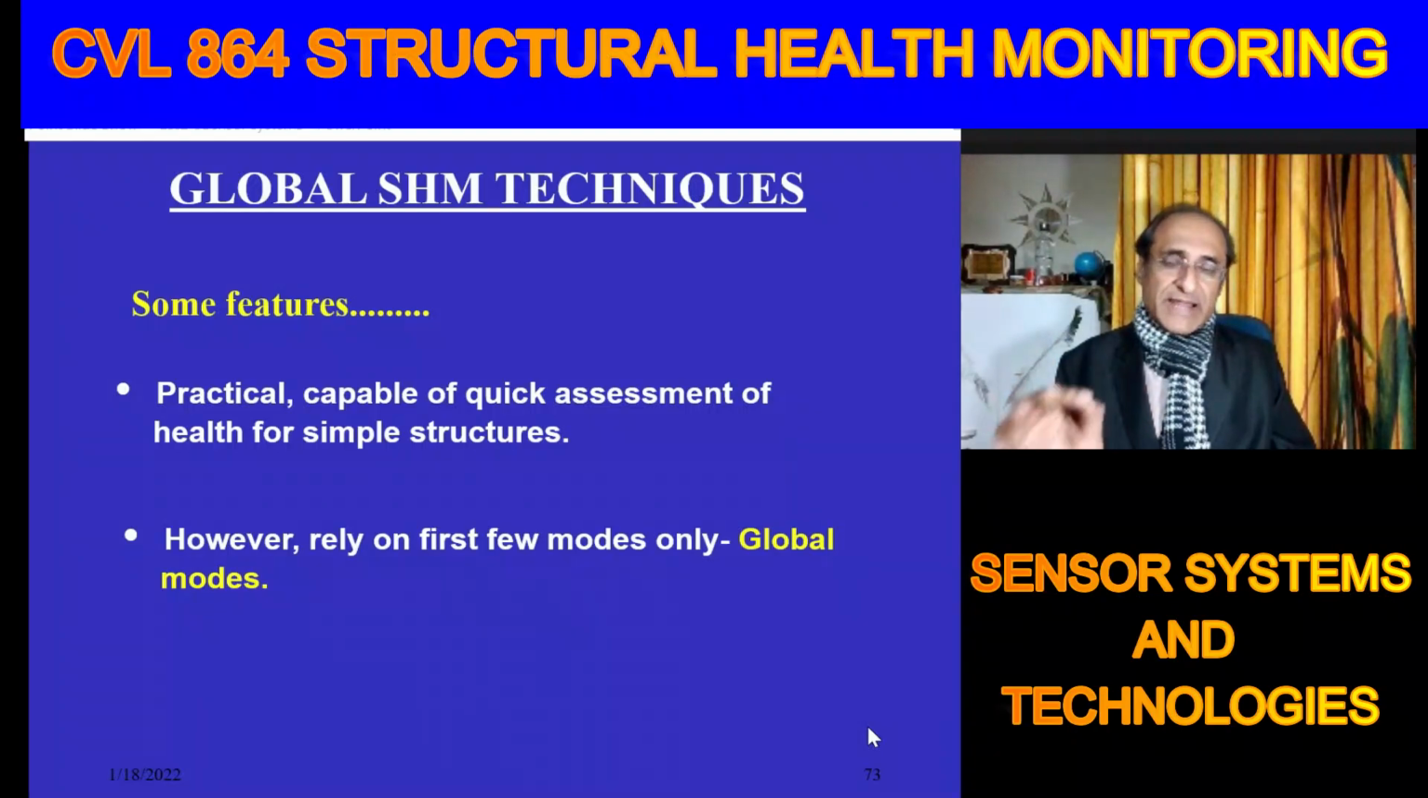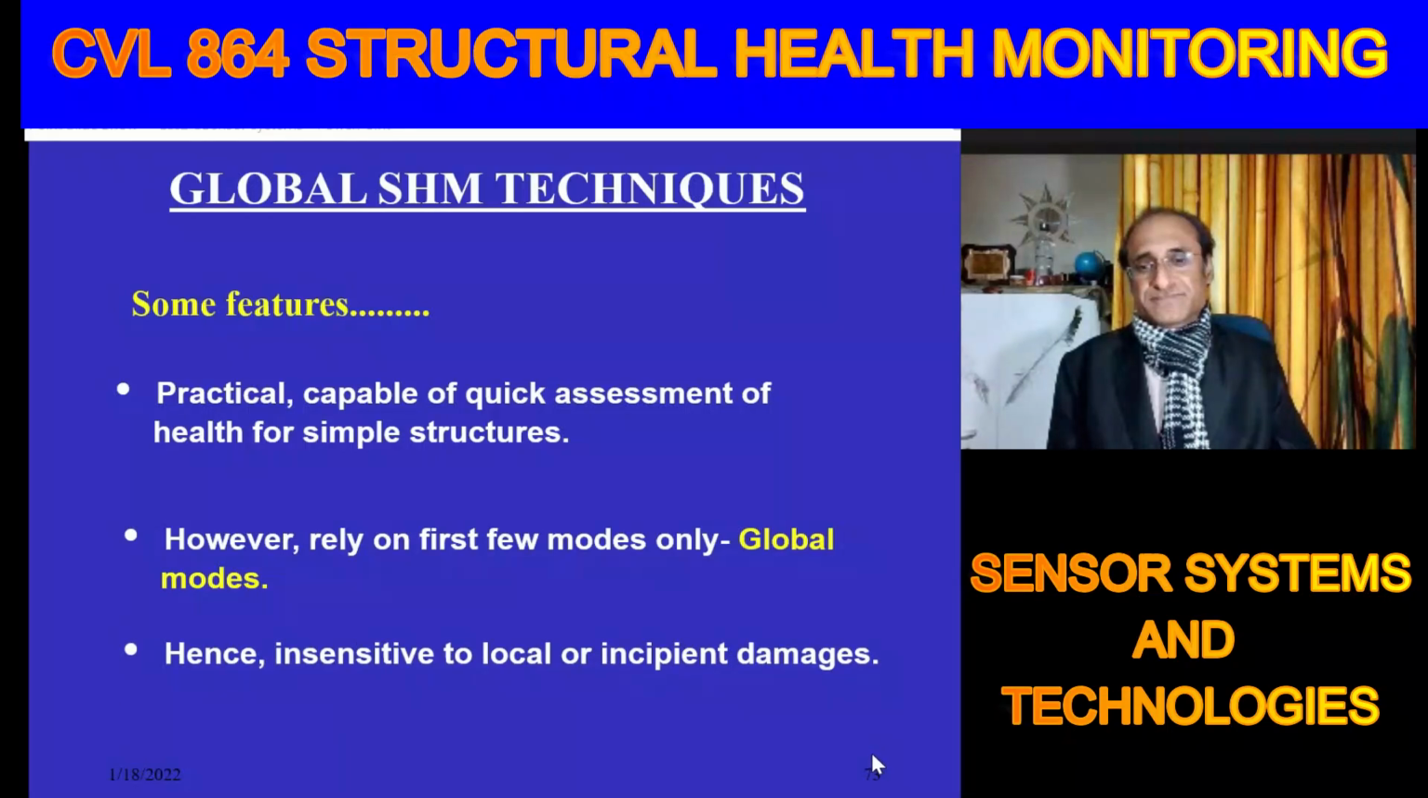So they can detect global level damage, or damage that is large enough, but they are not able to detect very small or very fine damage. So these global dynamic techniques are insensitive to local or incipient damage.